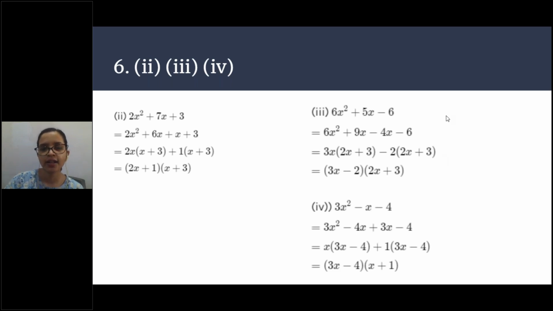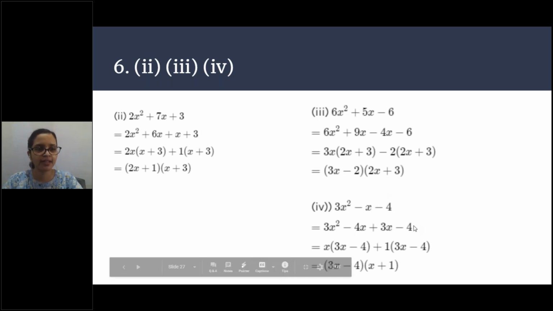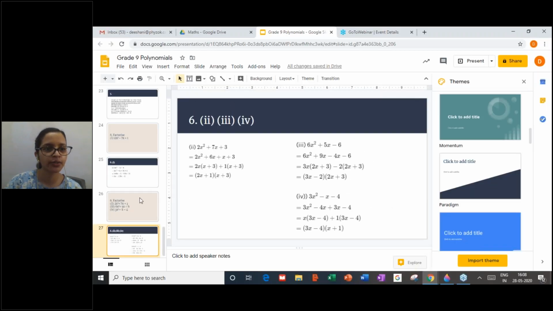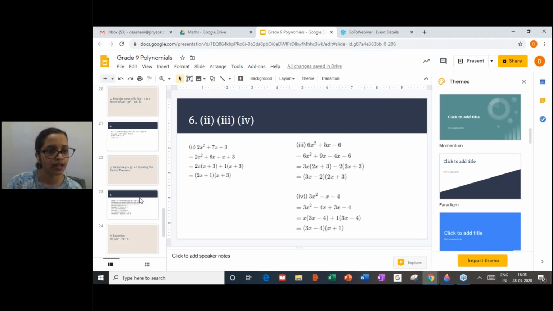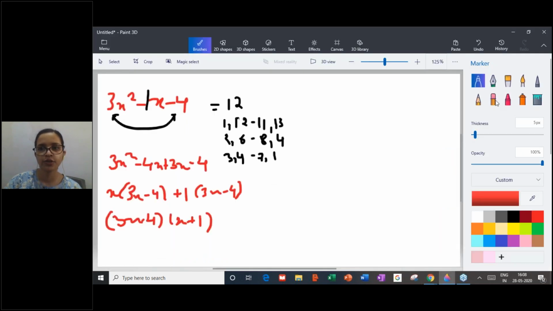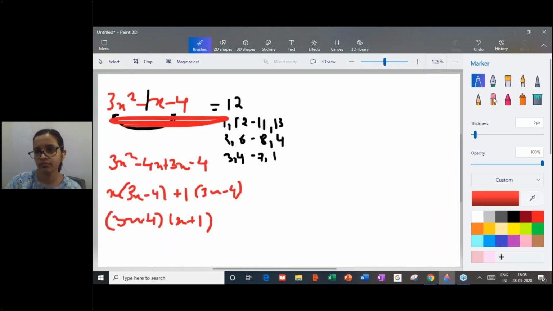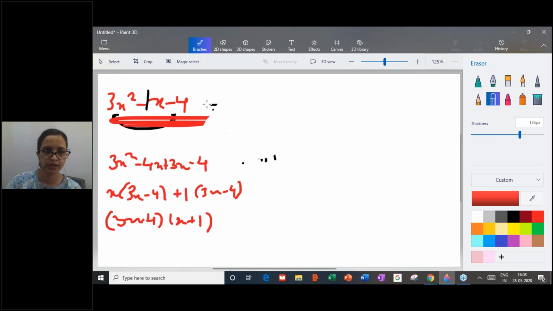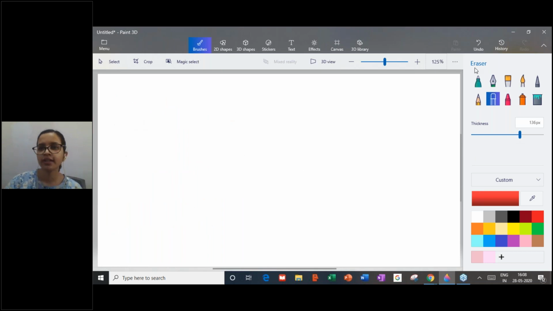Good. Okay, so now I'm just going to cover one last concept for today, and then the remaining things will be taken up next class. So this concept is how to use the factor theorem to factorize. We did this. Now I'm going to show you how to use the factor theorem to factorize polynomials, right?